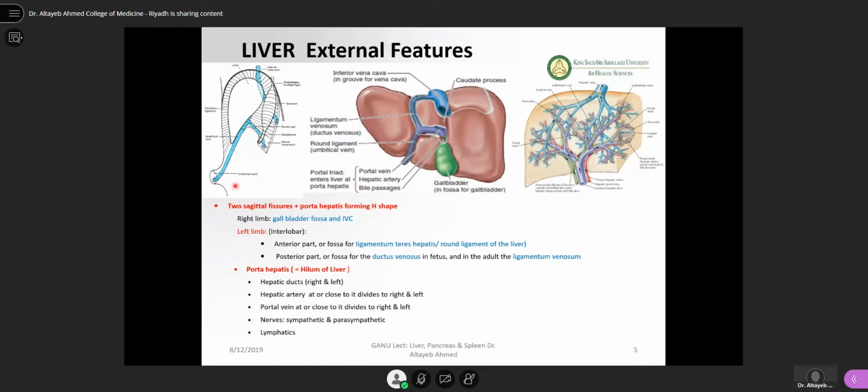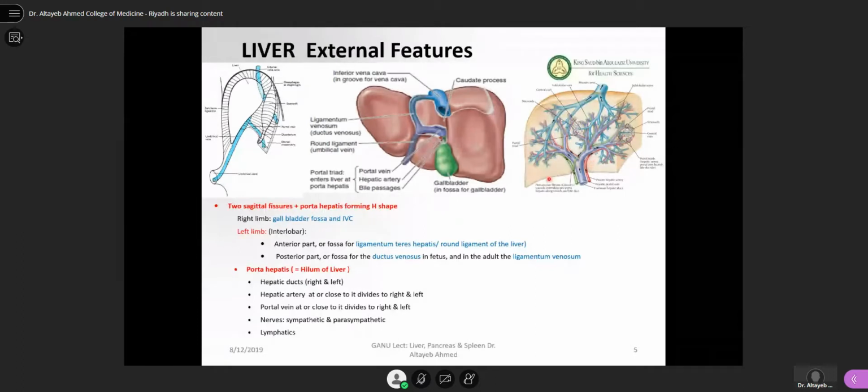The importance of this is that during embryonic life, because you don't need the liver, nutrients come through the umbilical veins. They bypass the liver by passing through the ductus venosus to the inferior vena cava, and from there go to the right atrium. This area, which we call the porta hepatis, is a very important area because it accommodates structures going to and leaving the liver except for the hepatic veins.